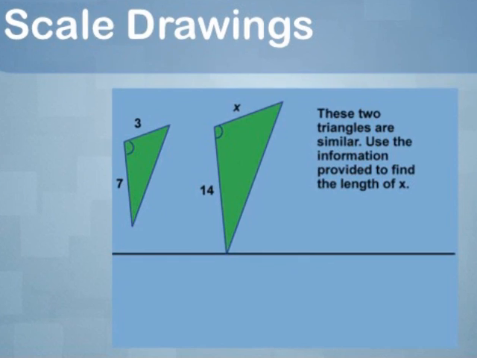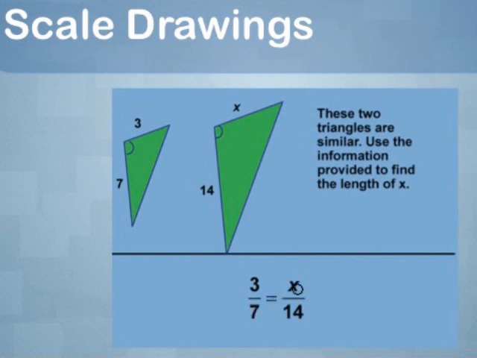These two triangles are similar. Use the information provided to find the length of x. Similar triangles have the same shape, but not necessarily the same size. Similarity means that corresponding sides are proportional to each other. Looking at these two triangles, we can create a proportion between the labeled sides. Here is the proportion.